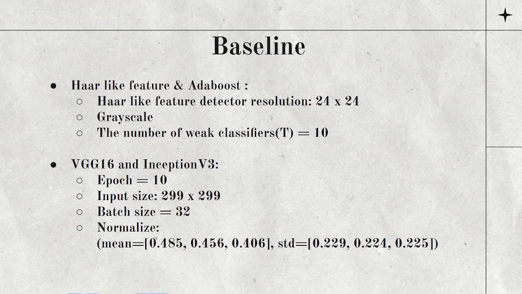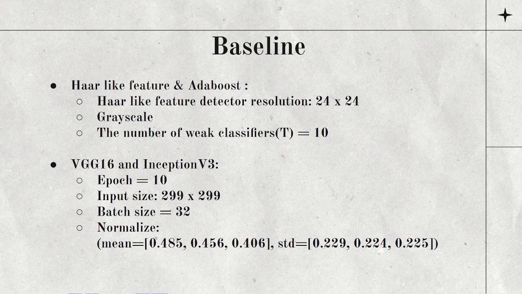As for VGG16 and Inception V3, here are our parameters. Epoch is 10. Input size is 299 by 299. Batch size is 32. We normalize the data using mean equal to 0.485, 0.456, and 0.406, and standard deviation equal to 0.229, 0.224, and 0.225. The numbers are ImageNet statistics. It may not fit our data perfectly, but the numbers won't be that different.